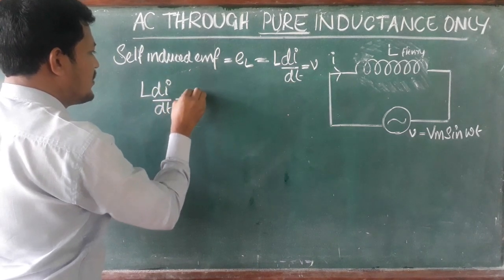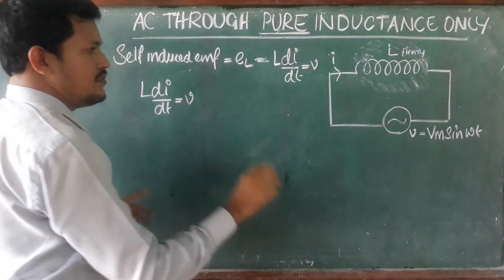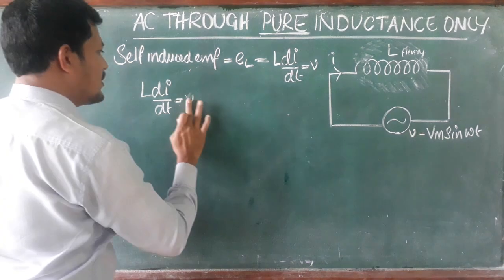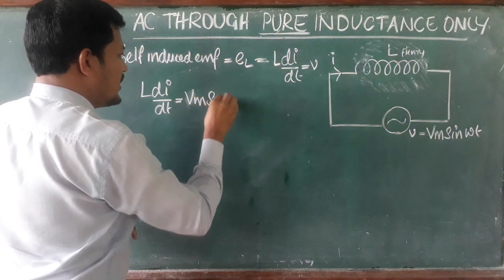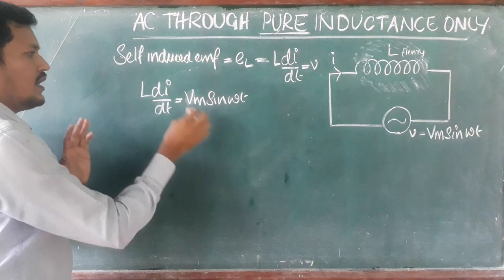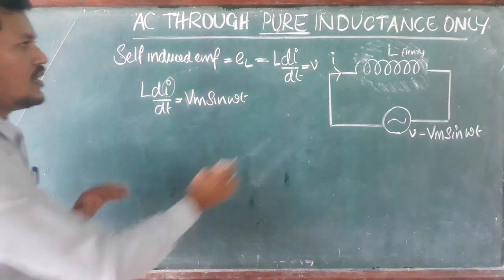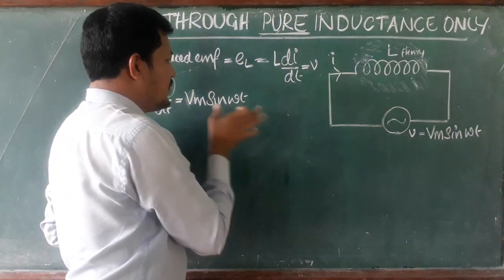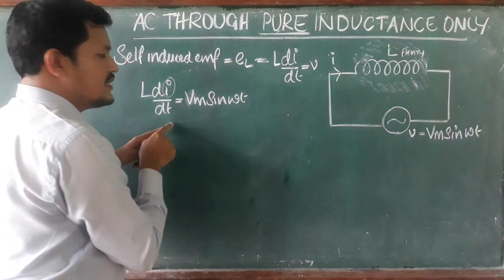So we got one equation, that is L di by dt equal to our supply voltage V. And we know that V equal to Vm sin omega t. So I am replacing V with Vm sin omega t. Now in this equation I am going to find the current. Clear? We want to know what current is flowing here. We want the current expression. We are finding the current expression by this equation.